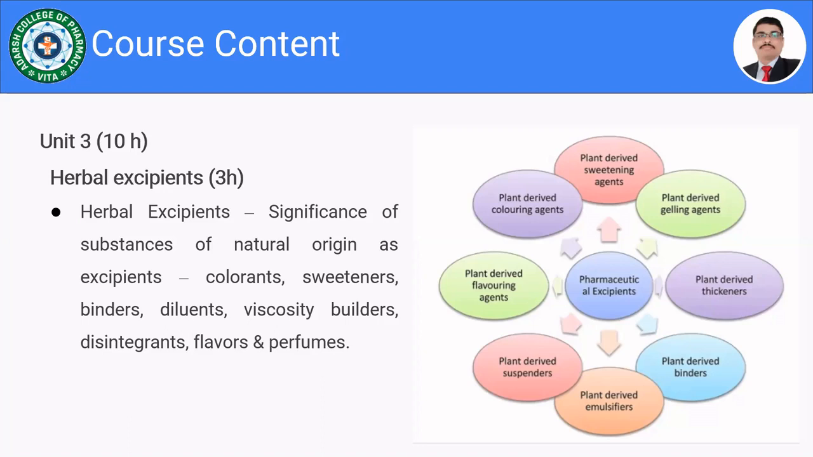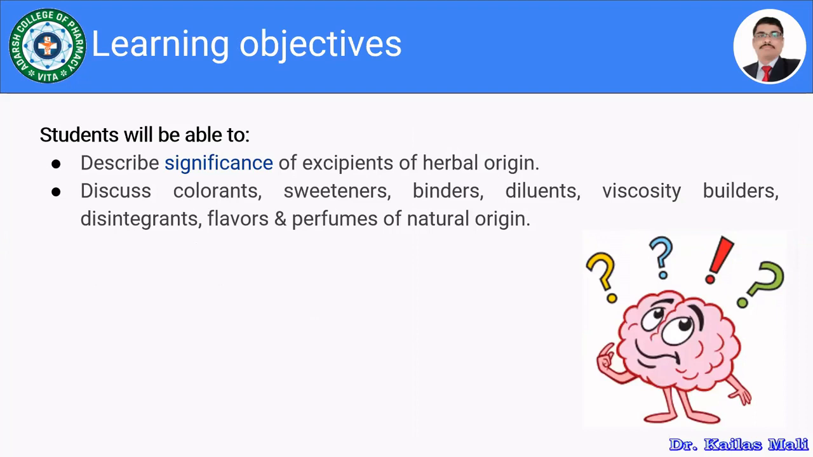Let us see the learning objectives which I have set for the chapter on herbal excipients. You should be able to describe the significance of excipients of herbal origin, and you should be able to discuss the herbal coloring agents, sweetening agents, binders, diluents, viscosity builders or modifiers, disintegrants, flavors, and perfumes which are being used to prepare various cosmetics and various pharmaceutical dosage forms.